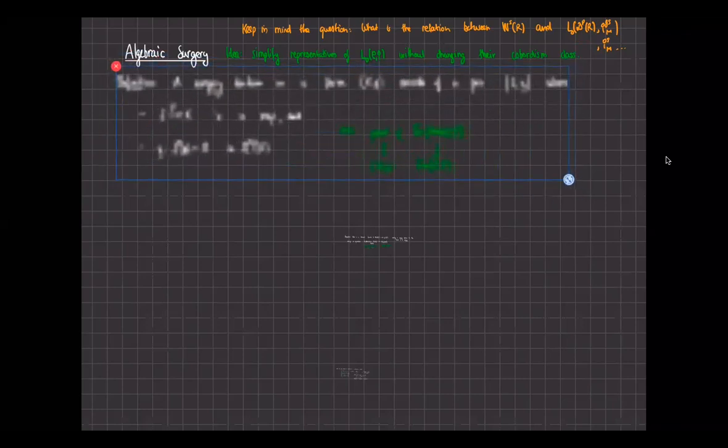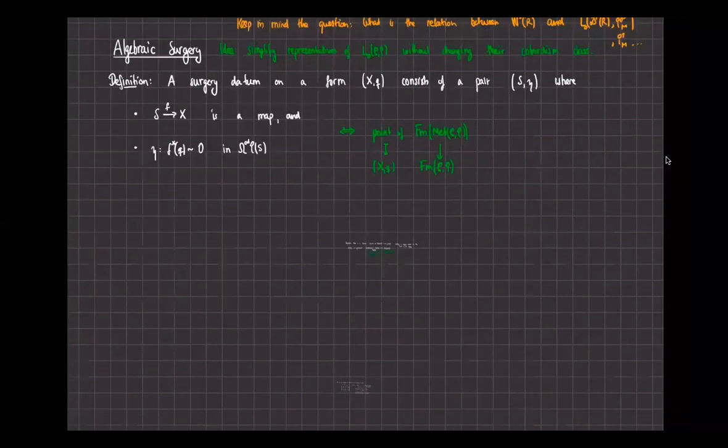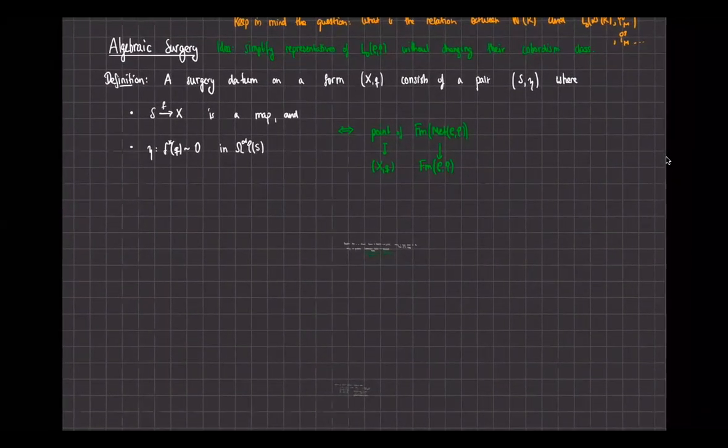And then we'll utilize this in various ways. Okay, so a definition is that a surgery datum on a form (X, Q), and by a form I mean just a Hermitian object, a form object for some stable infinity category C equipped with a Poincare structure. So it consists of the pair S and eta, where S in fact comes with a map to X, F, and eta is a null homotopy of Q, of the restriction of the form Q to S.